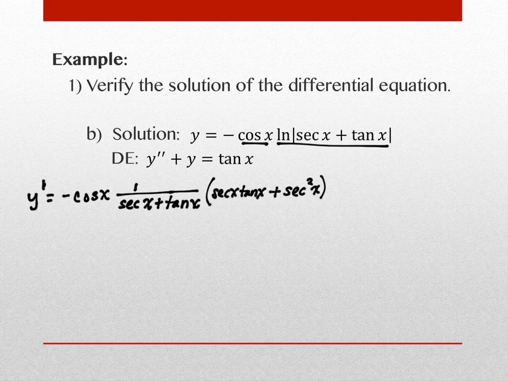The other half of the derivative is that I'm going to take the derivative of the negative cosine of x. So what's the derivative of negative cosine of x? Sine. It's actually positive sine of x, right? So this will end up being a positive sine of x at the end. The derivative of negative cosine is positive sine. And then the other part just gets rewritten. So it's the natural log of the absolute value of secant x plus tangent x.